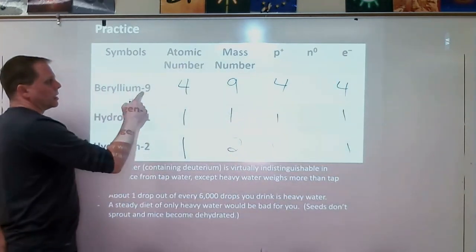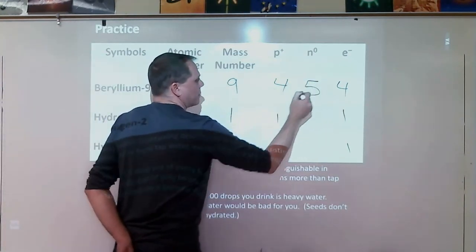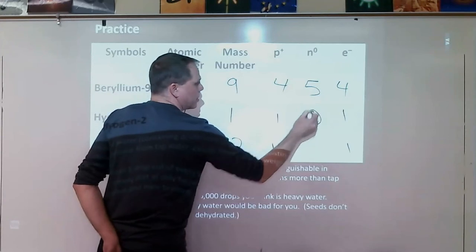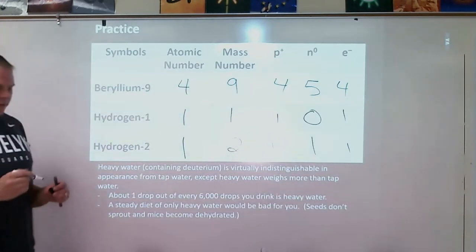And my number of neutrons, now I can do a subtraction. 9 minus 4 is 5, okay? 1 minus 1 is 0. 2 minus 1 is 1. So now you know how many neutrons each of those have.